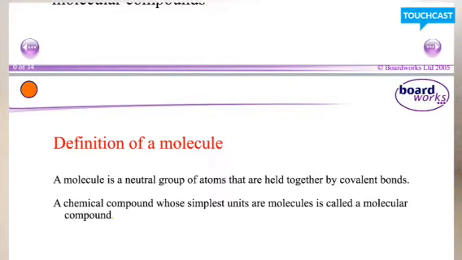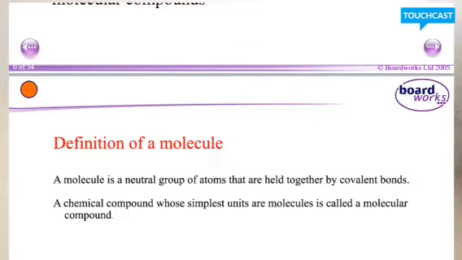Now, what is a molecule? A molecule is a neutral group of atoms which are held together by covalent bonds. Pay attention to the word neutral. Neutral means it has no charge. Unlike ions, molecules do not carry a charge. The number of protons and electrons remain the same throughout. Molecules are only made through non-metal atoms joining together.